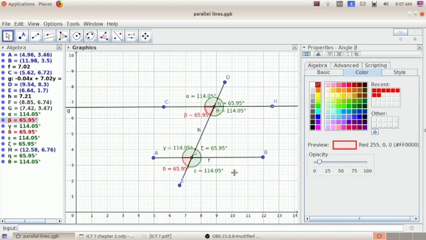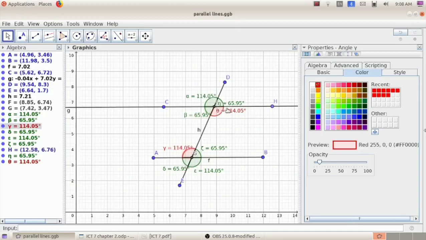The angles are equal, that is 114.05 degree. Then the last pair of corresponding angles, that is these angles colored in red color, they are also equal, that is 65.95 degree. So we can conclude that when two parallel lines are intersected by another line, the corresponding angles will be always equal. Now what is alternate angles?